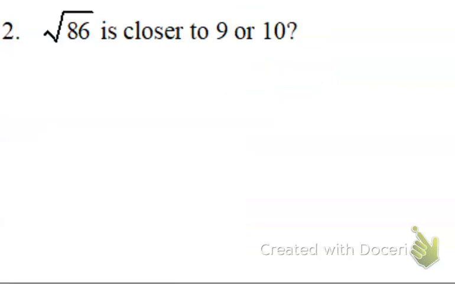Same idea here. 9 squared is 81, so the square root of 81 is 9. 10 squared is 100, so the square root of 100 is 10. 86 is closer to 81, so the square root of 86 is closer to 9.